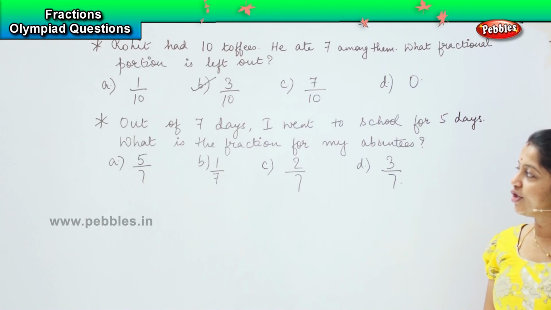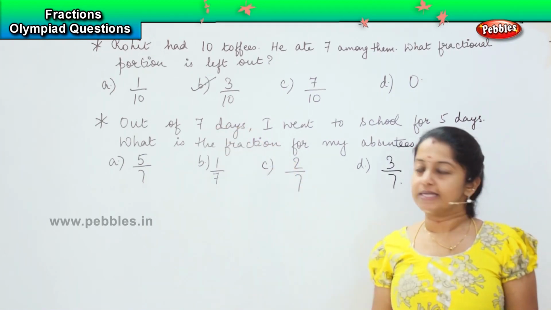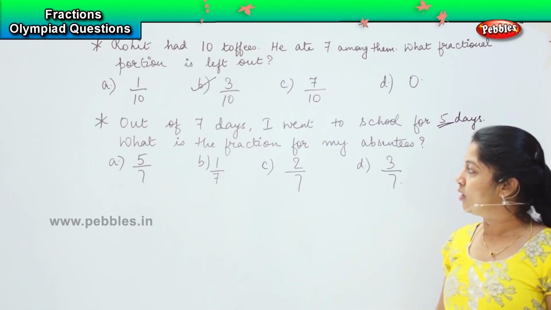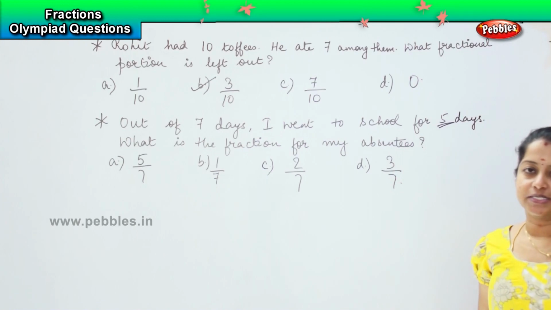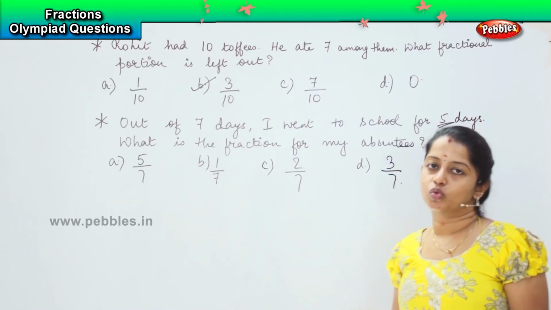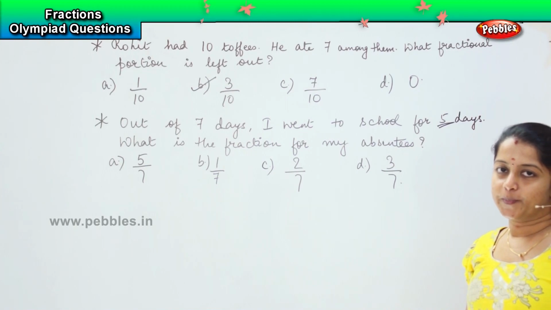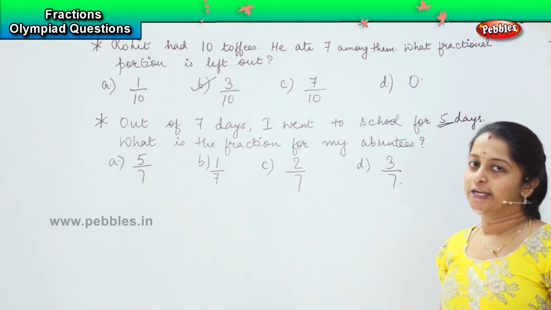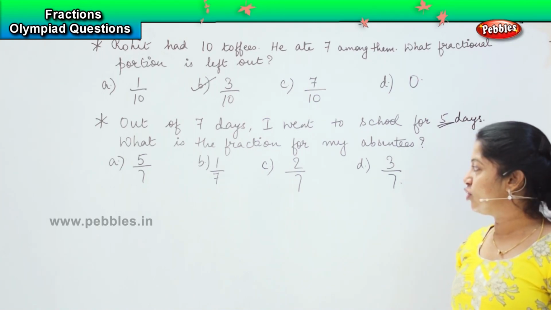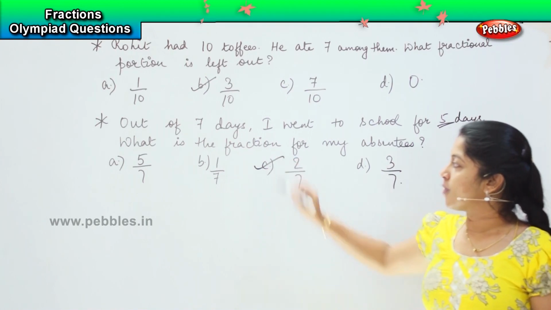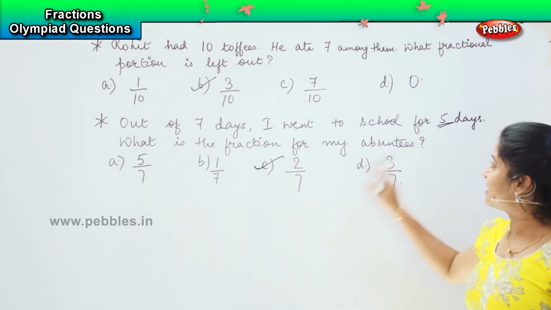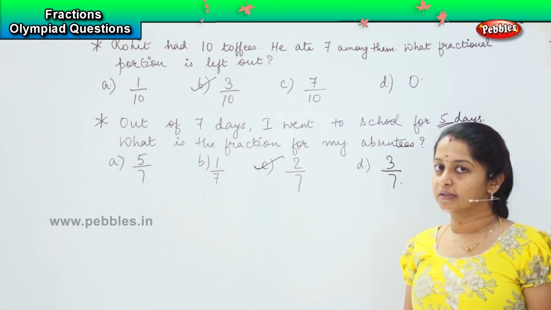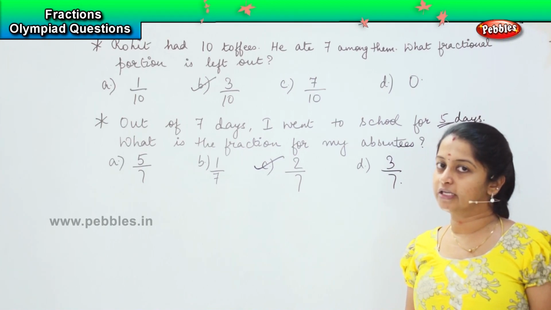Did you understand the question? Out of 7 days, I went to school for 5 days. So 5 days I have been present in the school. What is the fraction for my absentees? Which means how many days I did not go to school. So what is 7 minus 5? 2. How will we write it in the fraction form? Very good. You will write it as 2 by 7. It is option C, 2 by 7, my right answer. Clear, children? Shall we move further?